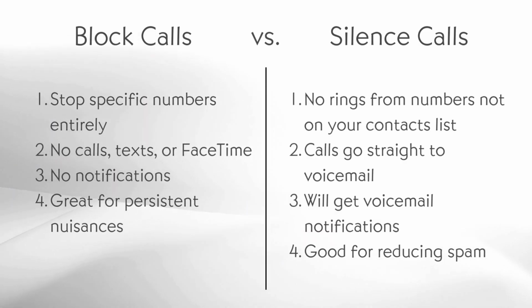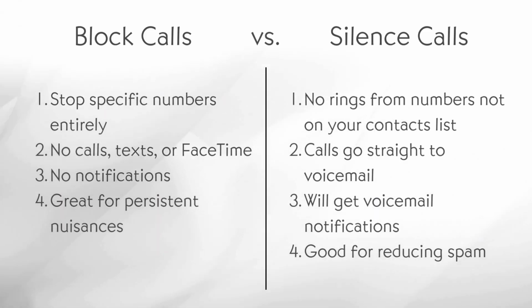Silencing calls, on the other hand, is a broader feature that sends calls from anyone not in your contacts list straight to voicemail without ringing your phone. It's perfect for stopping spam and robocalls, but it still allows legitimate callers to leave a message. Now let's walk through how to use each one.